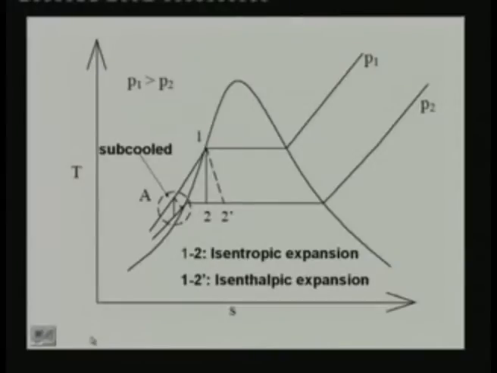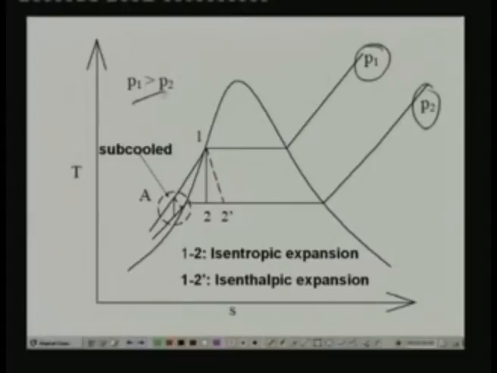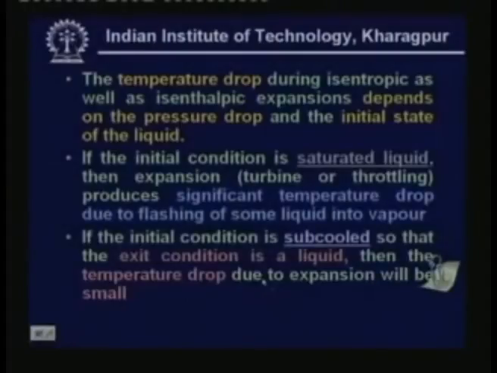You can see that P1 and P2 are the initial and final pressures, and P1 is greater than P2. So for a given pressure drop, this is the temperature drop, delta T. You can see that the temperature drop is significant as long as the initial condition is saturated liquid and the final condition lies in the two phase region. Now as I said, if the initial condition is saturated liquid, then expansion produces significant temperature drop due to flashing of some liquid into vapor.